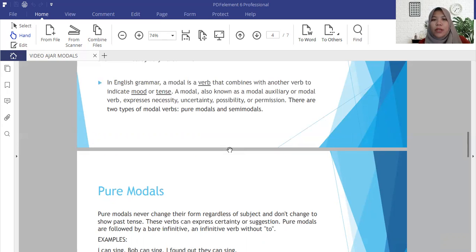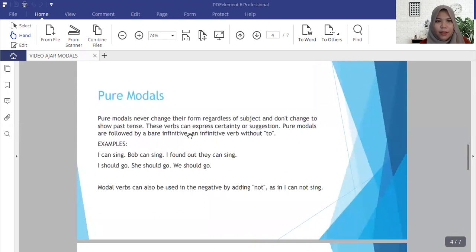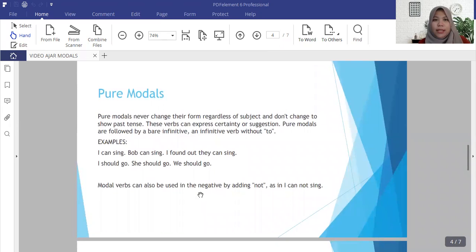There are two types of modal verbs. The first one is pure modals. The second one is semi-modals. What does it mean by pure modals, and what does it mean by semi-modals? We will talk about that now. Pure modals will never change their form regardless of the subject, and do not change to show past tense. These verbs can express certainty or suggestion.